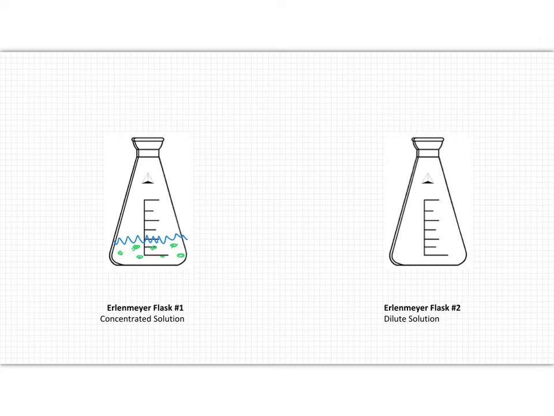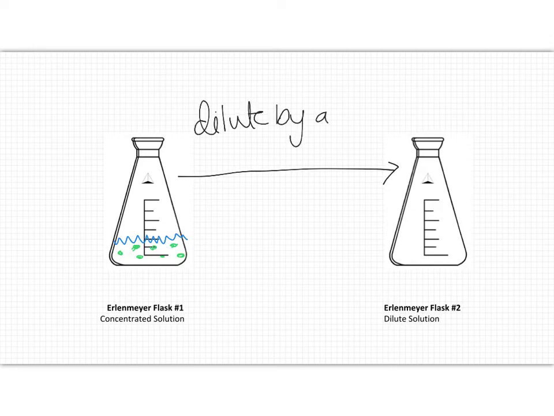So if I have this concentrated solution, the way that I can get to a more dilute solution would be by adding solvent. So we can dilute by adding solvent. Okay, so if I add solvent, it's going to have a higher volume, but I haven't added any more particles. So there's still the same number of particles. 1, 2, 3, 4, 5, 6, 7.